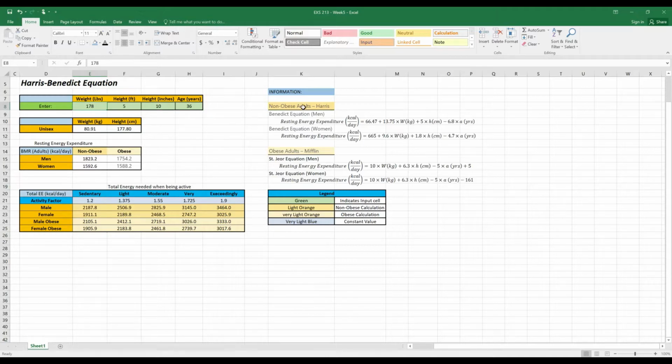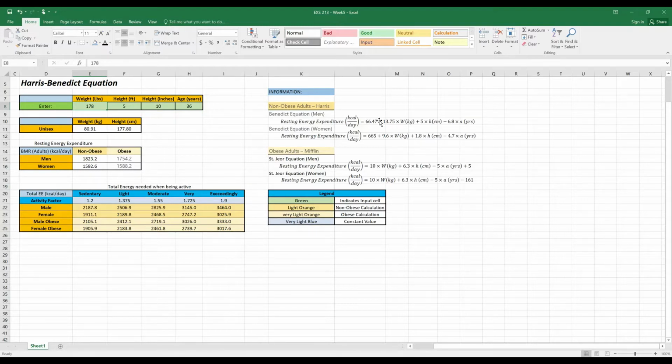What we're going to do here is look at our Harris-Benedict equation. This equation is for non-obese adults. That's the Harris one for men, and here's the Benedict equation for women. This is the actual resting energy expenditure in kilocalories per day. That is telling us this is only if they're just resting through the whole day, and then it'll tell us how much energy they're actually using within that 24-hour period.